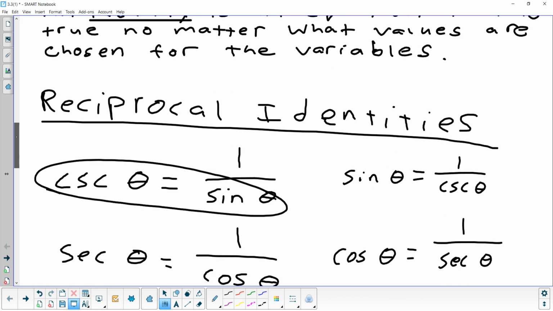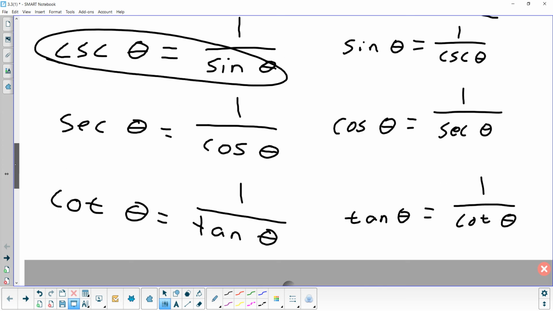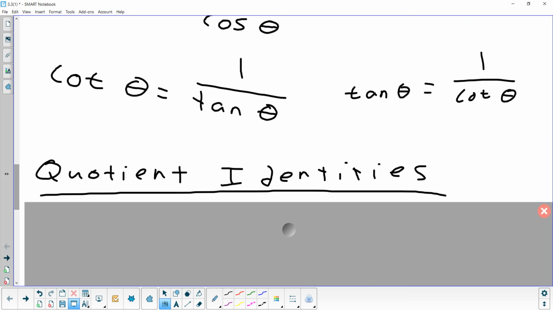So that's one of the groups we're going to look at. There's 3 main groups. Okay, today we're going to do 2 of them. Tomorrow we'll do the 3rd one. The second group we're going to look at is quotient identities.